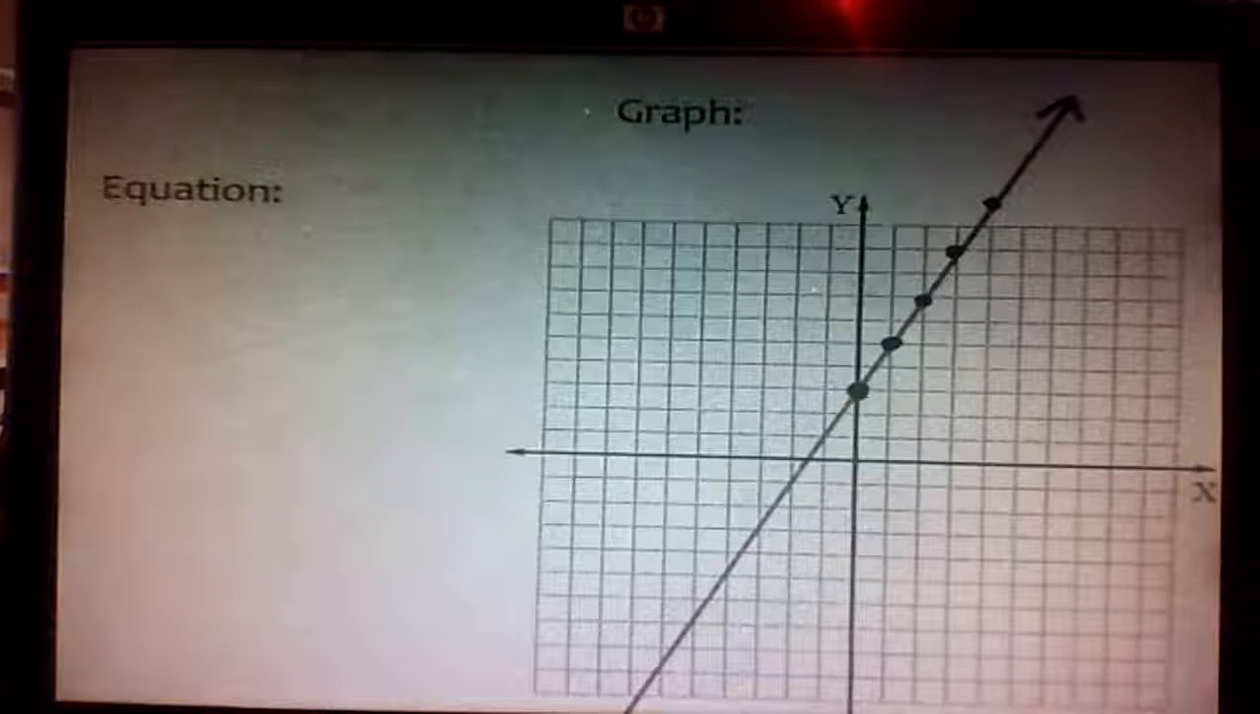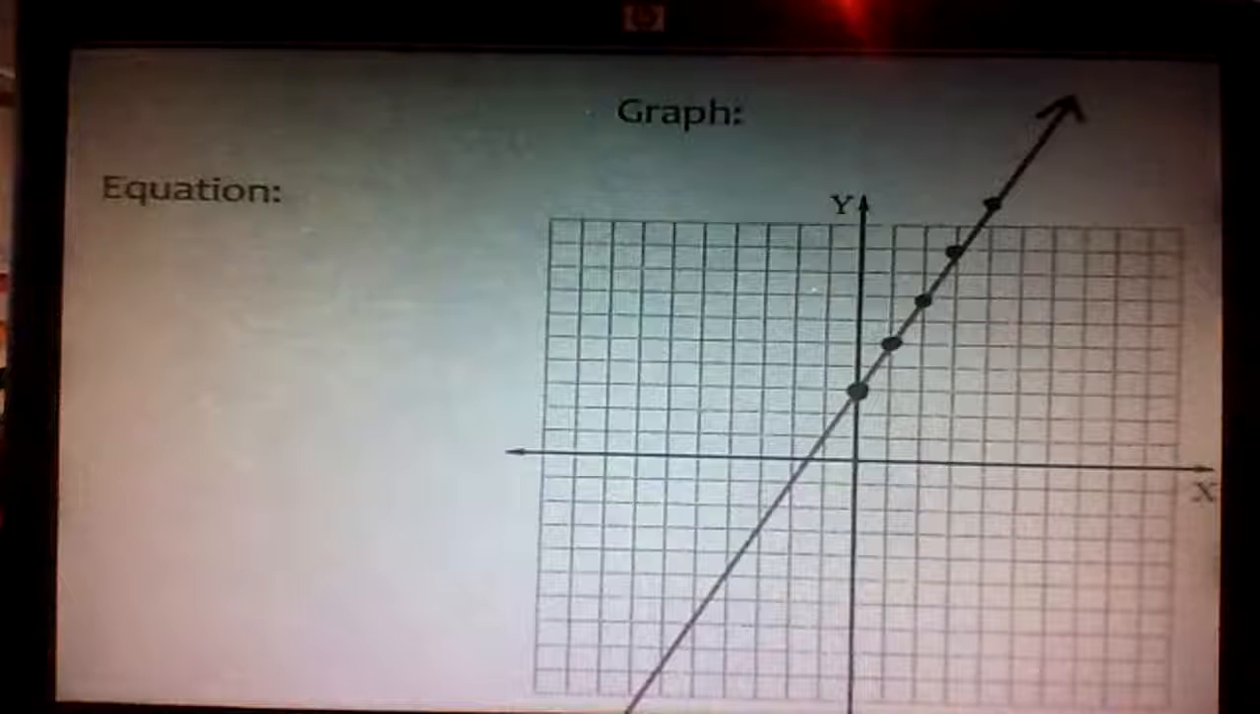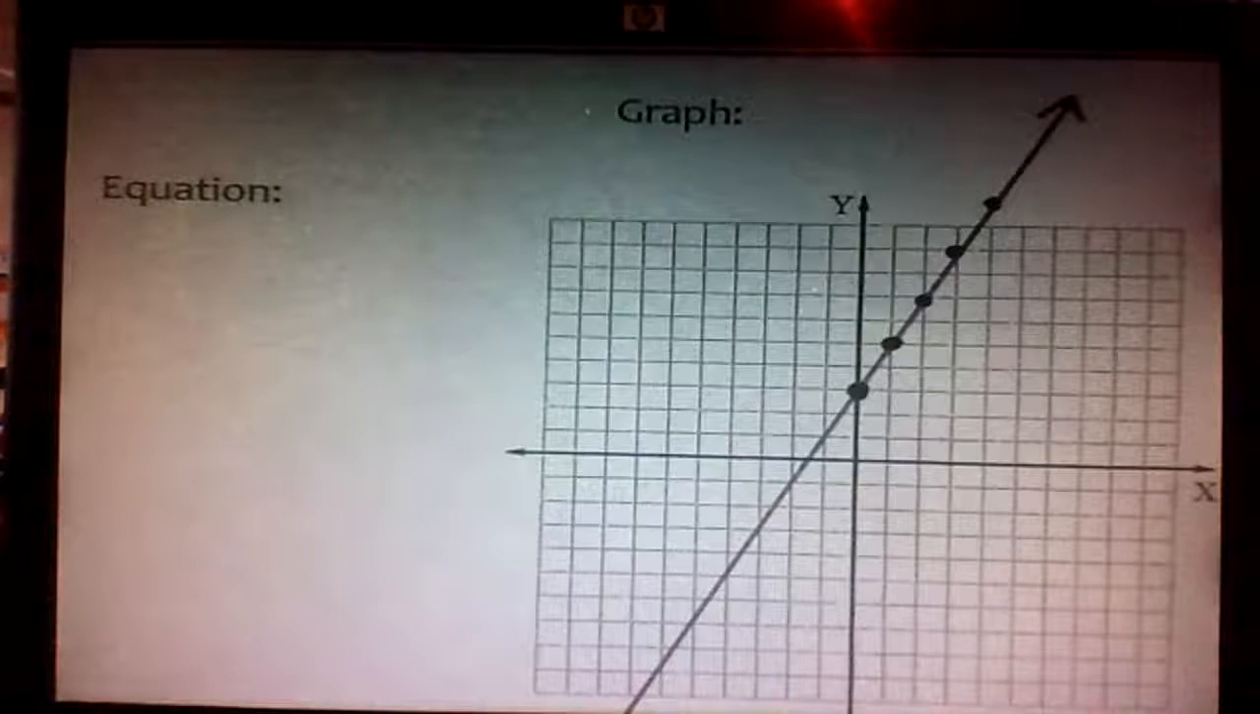So how many stories am I building every week? 2. Okay. Every week that I've increased, my stories have increased by 2. If I'm increasing by 2 stories a week, what value is that? That's my M. That's my slope. Okay, so my slope is 2/1, 2 stories per week.